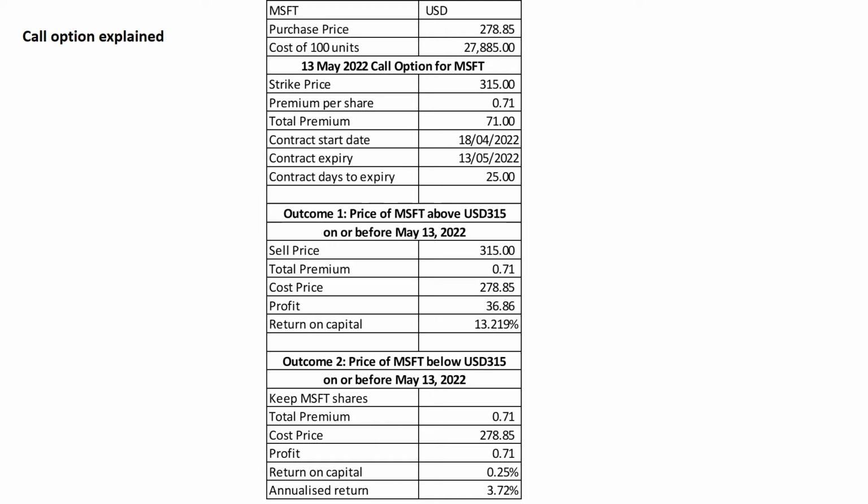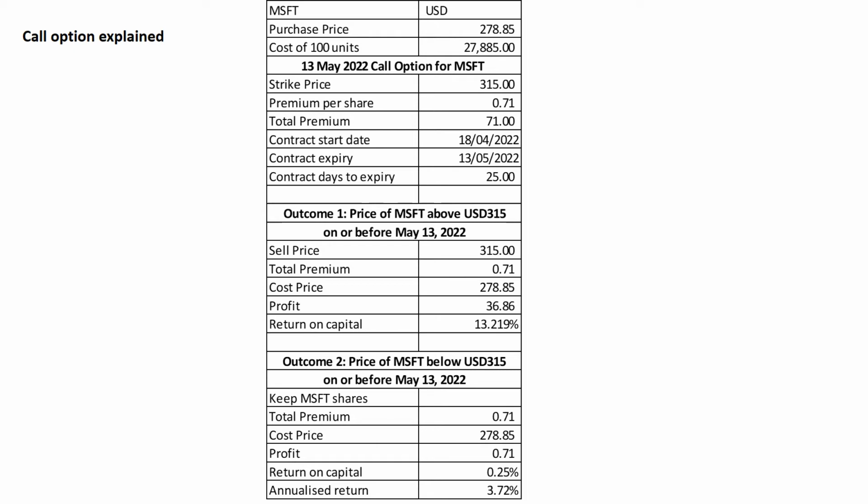So that means your total profit per share is $36.86, which is a return on capital of 13.21%, which is not a bad return on capital to make for 25 days. Now, if you're making that kind of money, surely you don't mind if Microsoft is above $315 on the 13th of May, because you're already making some profit if you're not greedy.